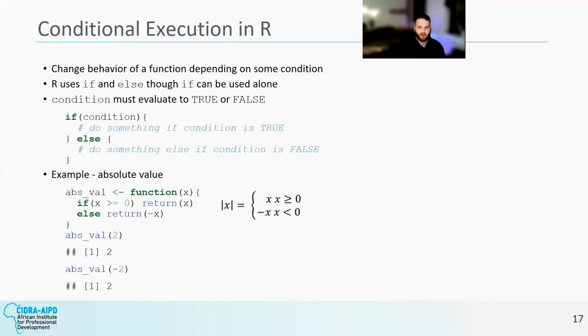So if we run a function like that with the number 2, we'll get 2 out as expected. If we run the function with negative 2, again, we still get positive 2. The way it works for negative 2 is the input, negative 2, will go into the function. It will reach the if condition. Since negative 2 is not greater than or equal to 0, we skip the return x and we go to the else, where we return negative x, and then we get positive 2.